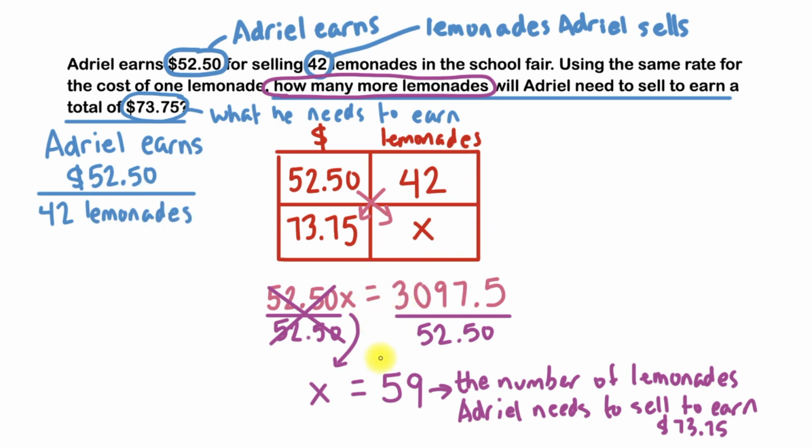Well, we now know he has to sell 59 lemonades to earn the $73.75. And he earned $52.50 from selling 42. So what we'll need to do is subtract the 42 from 59. Nine minus 2 is 7. And 5 minus 4 is 1. And this is our final answer, because this is how many more lemonades Adriel will have to sell to earn $73.75.